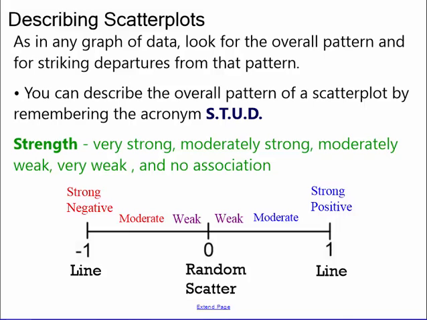You can see this continuum. On the left-hand side, we have -1. On the right-hand side, we have +1. And you can go from strong to moderate to weak. In the middle with 0, that would be no association. And then we go back up from weak to moderate and to strong as we go from those negative to positive associations. So that's our first one in STUD, the S.